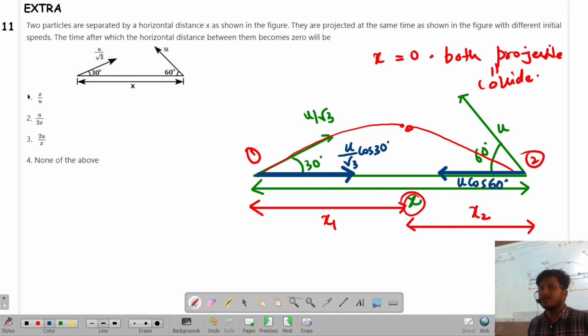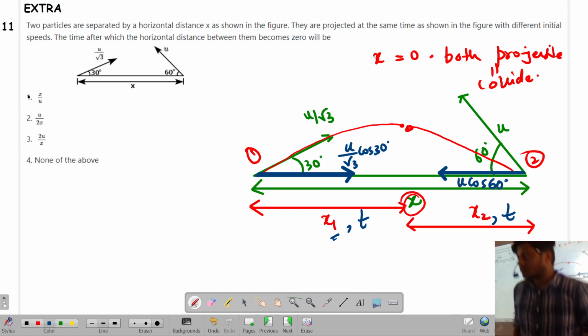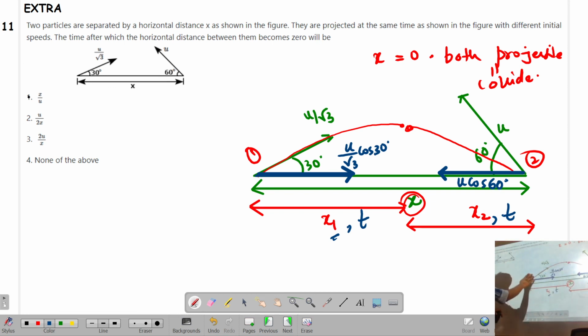Now the second thing that is going to happen: they should travel this x1 in a similar time t and x2 in a similar time t, or not? Tell me yes or no. If they want to collide with each other, how will these two particles, particle 1 and particle 2, collide? If particle 1 travels this distance in the similar time and particle 2 travels this distance in the similar time, then only they are going to collide, or not?